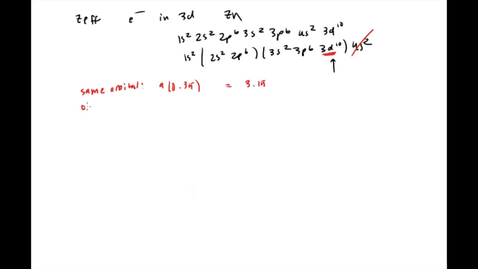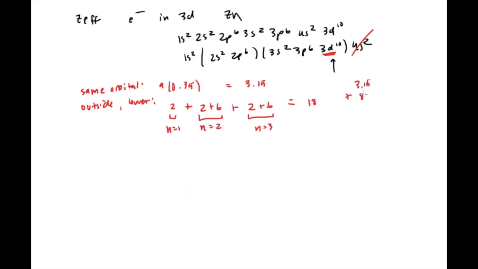And now for everything else that is outside of the orbital and lower, this means that we have to count all the electrons outside of 3d. So we have 2 plus 2 plus 6, where this is from n is equal to 1. This is n is equal to 2. And n is equal to 3. And so if we add all of these numbers together, we end up with a value of 18. And so now we can add both of these numbers together to figure out S. And so this ends up being 21.15.